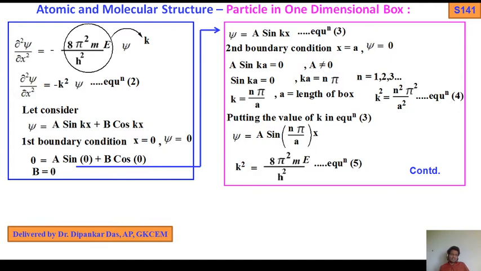Okay, so psi equals A sin kx, equation 3. Second boundary condition: x equals a, psi equals 0. So A sin ka equals 0, where A is not equal to 0. Psi is 0, so A sin k into a, the value of x being a. So A sin ka equals 0. Keep in mind A is not equal to 0, so sin ka equals 0.